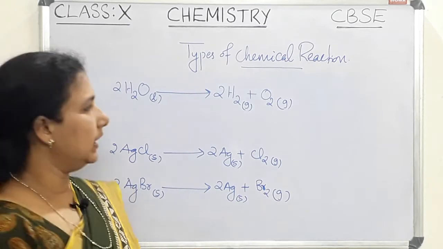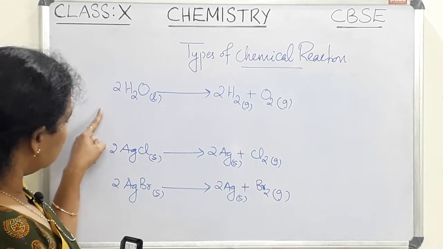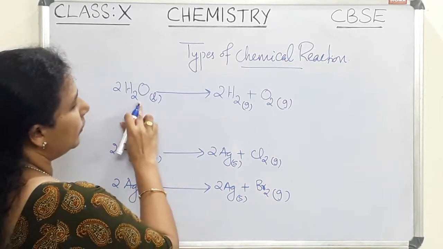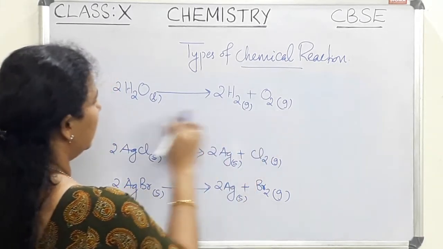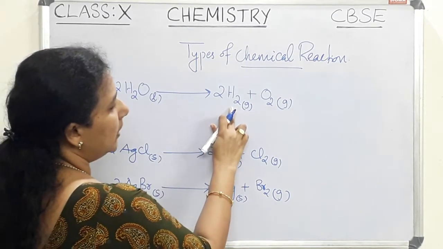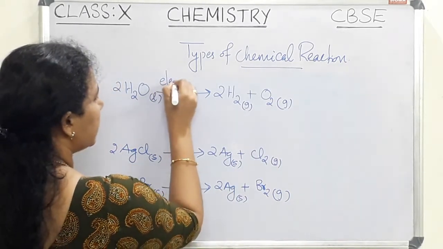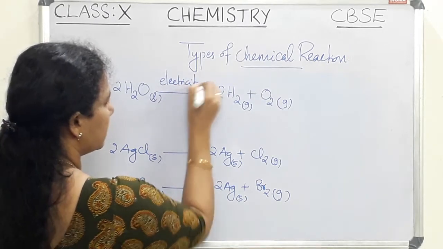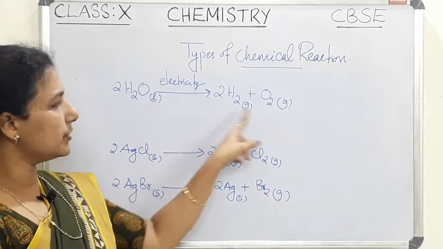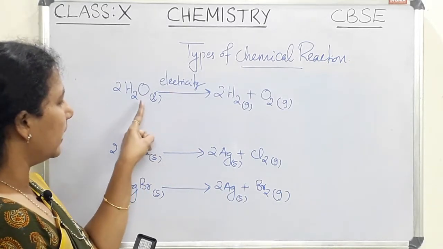So we have seen heat is used in some type of decomposition reaction. Here I have written another type of decomposition reaction where H2O is converted to H2 and O2. H2O is a liquid, it is water, and it decomposes to form hydrogen and oxygen. These two are gases. Here electricity is used to carry out this type of decomposition reaction.